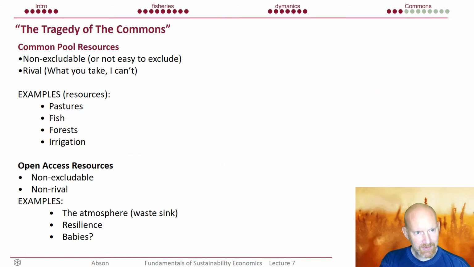So again, it comes back to this notion: the tragedy of the commons as a common pool resource problem, when it's non-excludable but rival. And you see examples of these common pool resources like pastures, open ocean fisheries, forests, and irrigation systems. And you can also see them to some extent in open access resources, which are non-excludable and non-rival. So the atmosphere as a waste sink, potentially resilience, potentially babies.